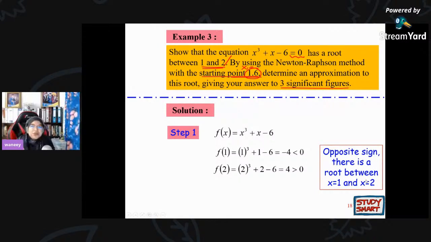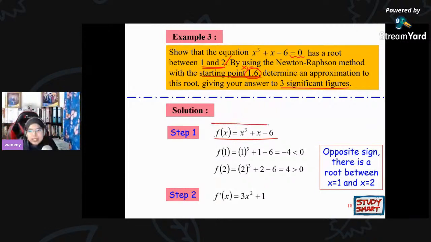Okay, so now we're going to start with the Newton-Raphson method. Since we already have our f(x), we need to know what is our f prime of x. So kita dah ada f(x), kita nak differentiate dia pula untuk cari dia punya derivative. So f(x) is equal to x cubed plus x minus 6. If we differentiate, x cubed will become 3x squared. So bring down the power, minus 1 to the power. Differentiating x, it will become positive 1. So I have f prime of x is equal to 3x squared plus 1.